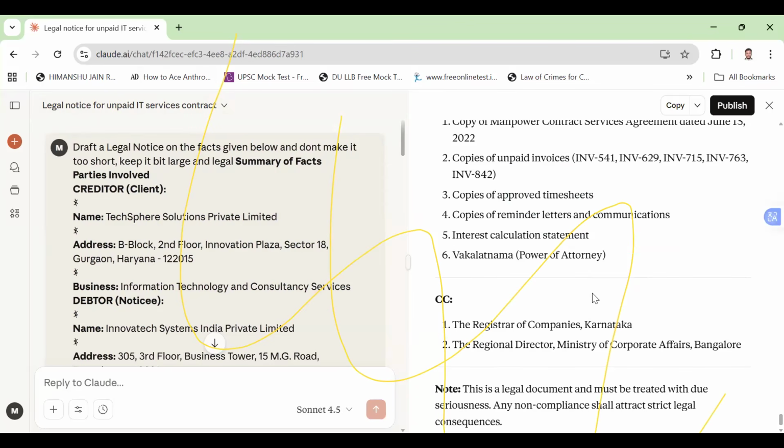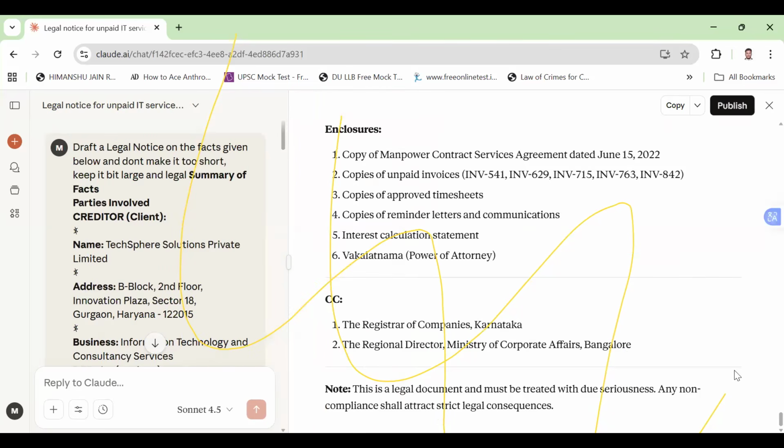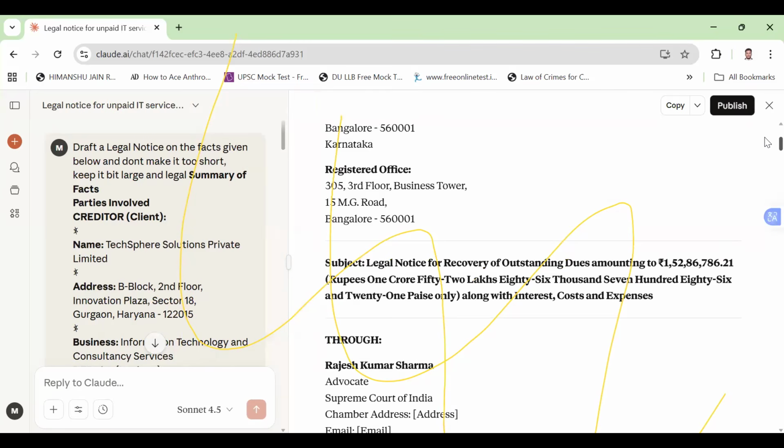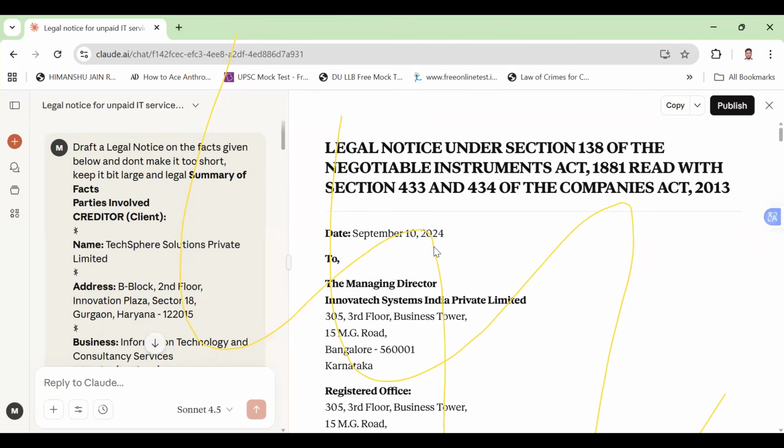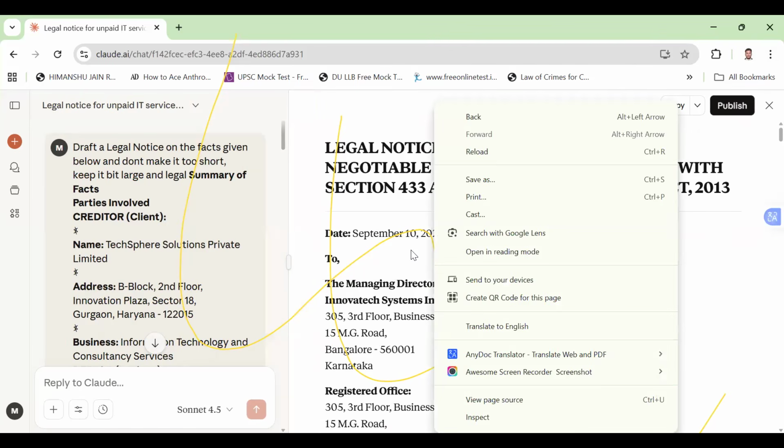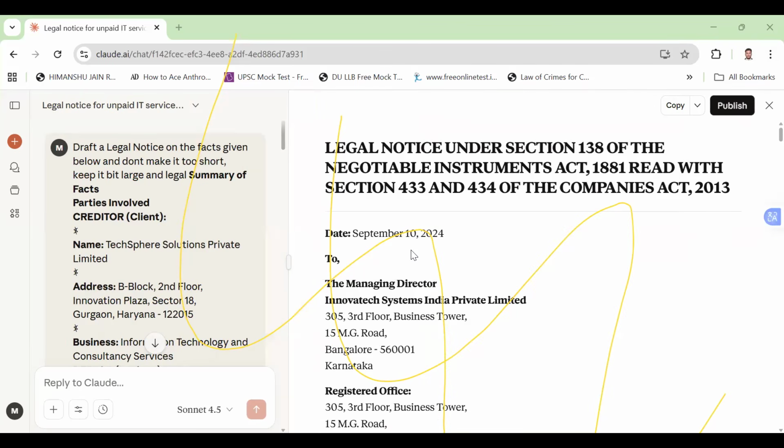Okay, since the legal document is ready, we will check this. Just wait a second. Let me remove this thing from the screen.